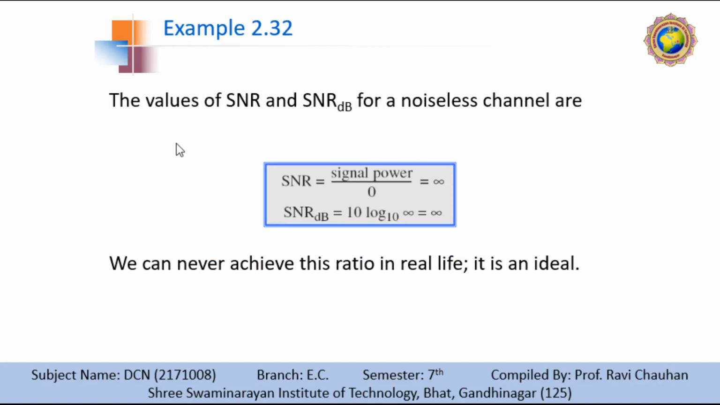Another example shows the values of SNR and SNR dB of a noiseless signal are infinity, by putting the noise equal to 0, so it becomes infinity. We cannot achieve this ratio in real life, and it is ideal. So it is not achieved in our life.